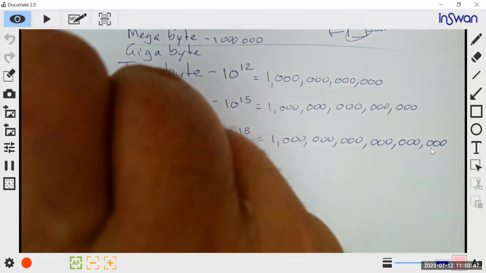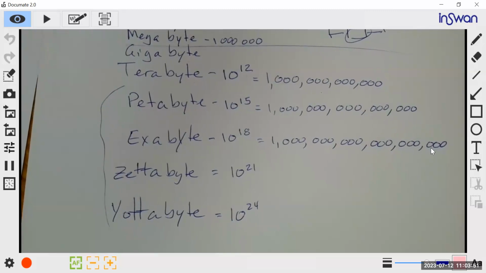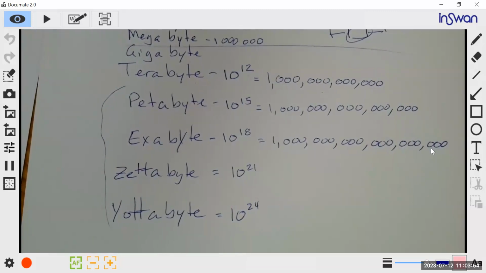Look at these, these are big computers. These are the ones that the military uses, the government uses. Probably NASA uses these. The CIA.